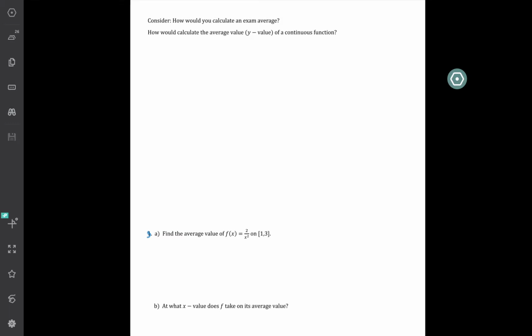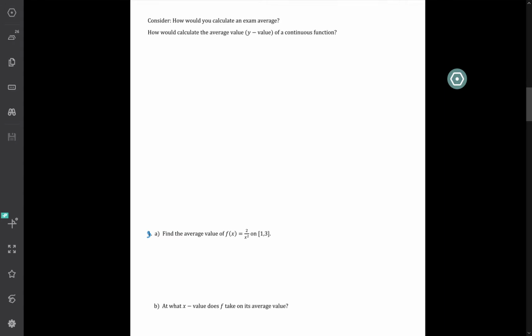Hey everyone, now that we have this idea of using antiderivatives to find the value of definite integrals, I want to sneak in another kind of nice use of integrals. So I want to talk about average value, and just as a warm-up question, I want you to think about how you would calculate an exam average.